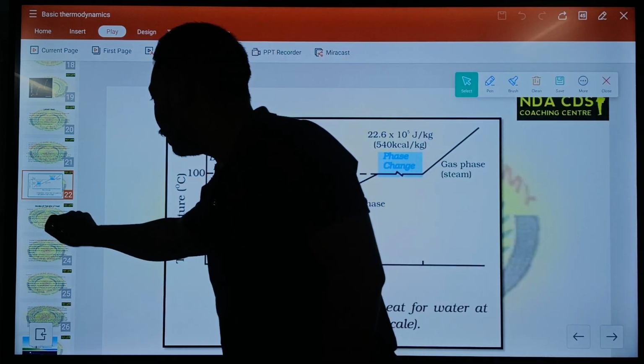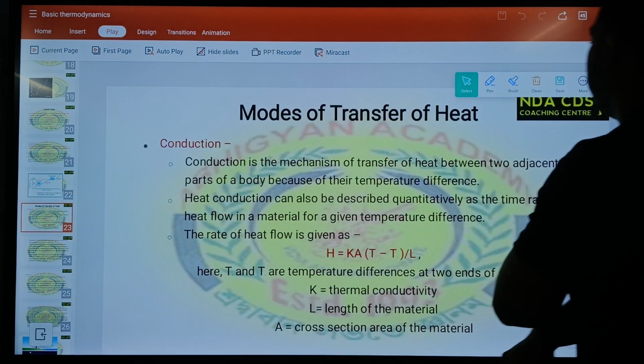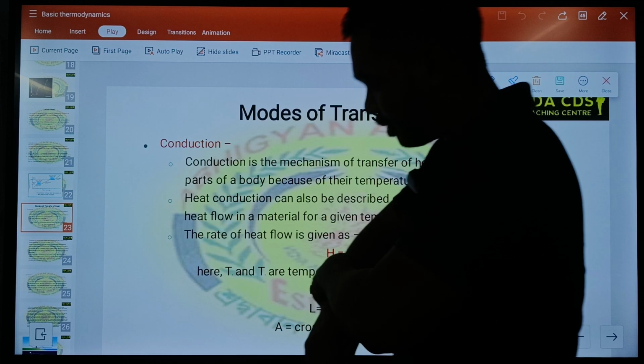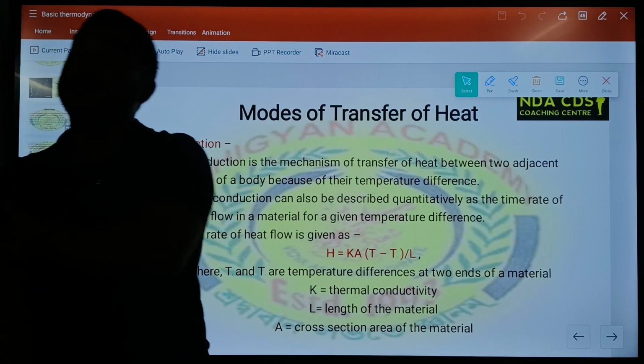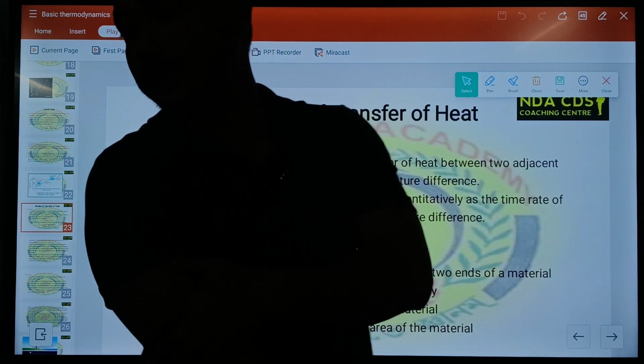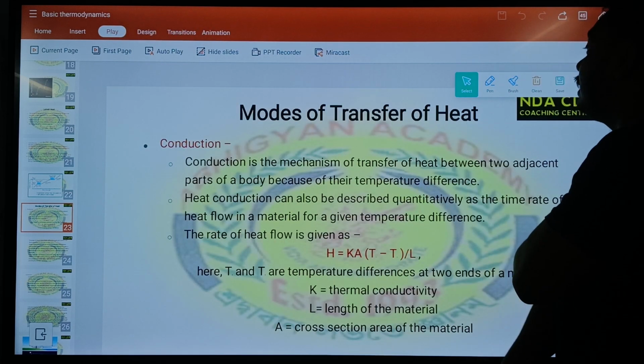Okay? Coming to the last topic. Now we have understood about heat, about temperature, and what types of heat there are: specific heat and latent heat. Now how the heat gets transferred.